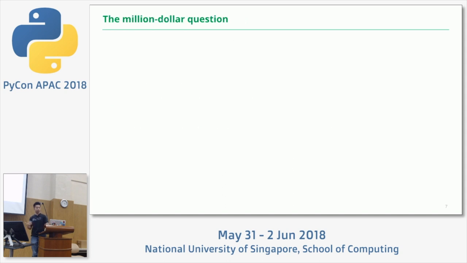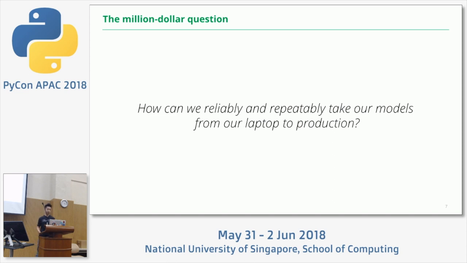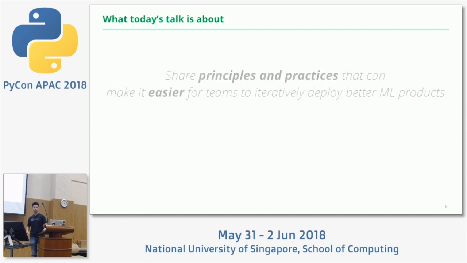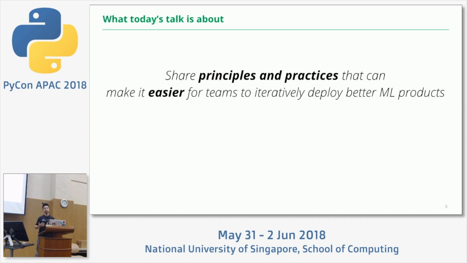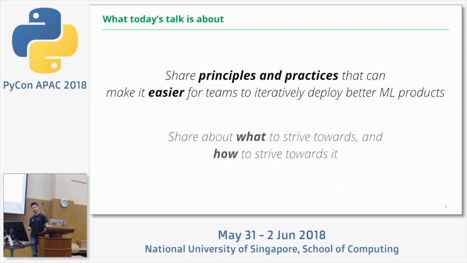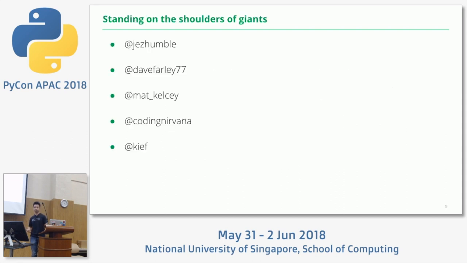Awesome. So the million dollar question is, how can we reliably and repeatedly take our models from our laptop to production? So this is something to bear in mind throughout the talk. Hopefully by the end of the talk, I will have answered this question. So from our laptop to production, reliably and repeatedly. Today's talk is about sharing principles and practices that make it easier for you and your teams to iteratively deploy better machine learning models, and sharing what to strive towards and how to strive towards it.